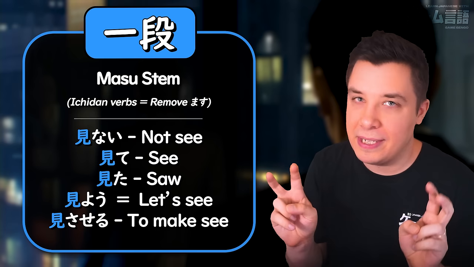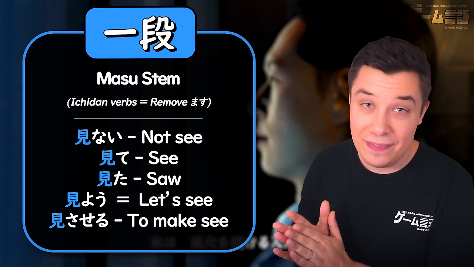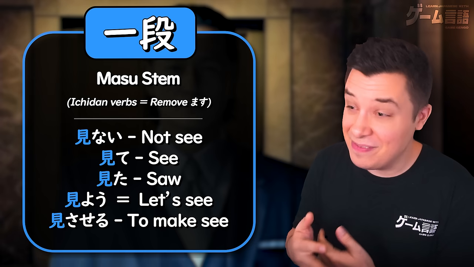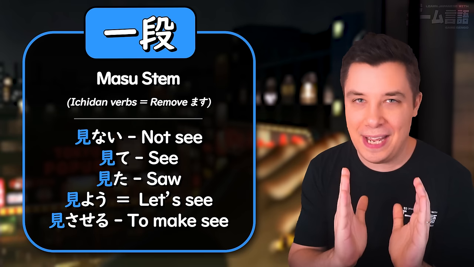And for ichidan verbs, this is all you need to conjugate it into every other form. This isn't true for godan verbs, but for ichidan verbs, it is. Drop the masu or the ru, you're left with the stem, and then just add the conjugation.